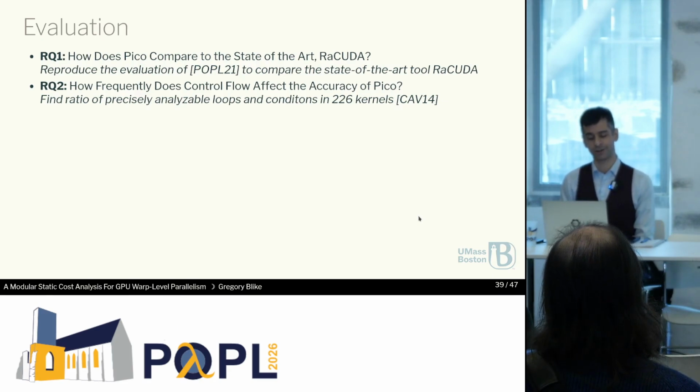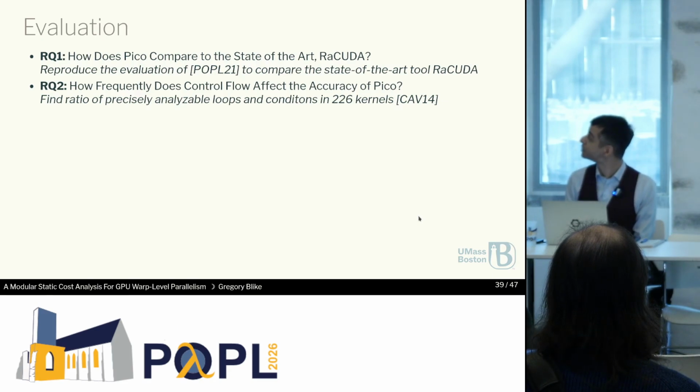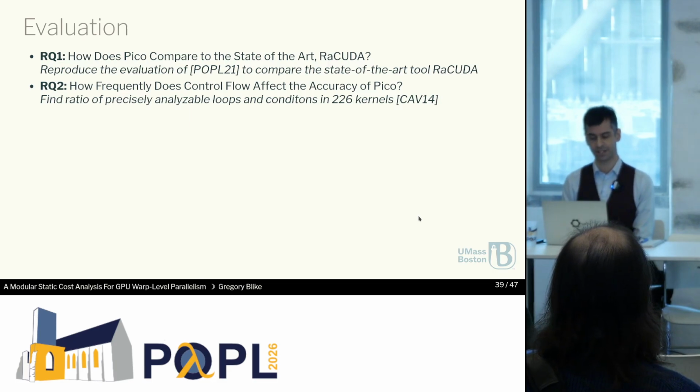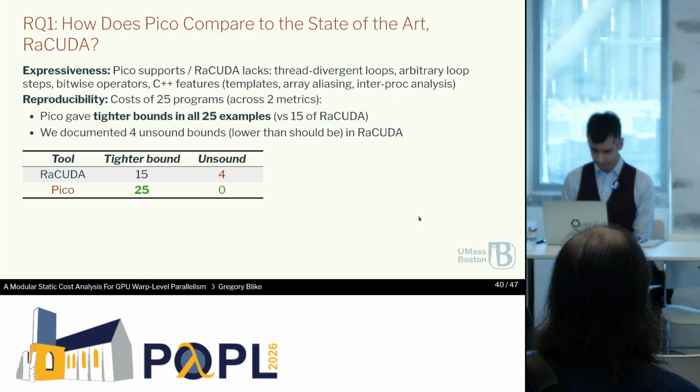So how does Pico compare to the state-of-the-art, RaCUDA? We would like to know how it compares, and so we reproduce the same evaluation that was used by RaCUDA in their POPL'21 paper. And then, how often does control flow affect the accuracy of Pico? We used a large suite of well-known kernels to evaluate our tool.